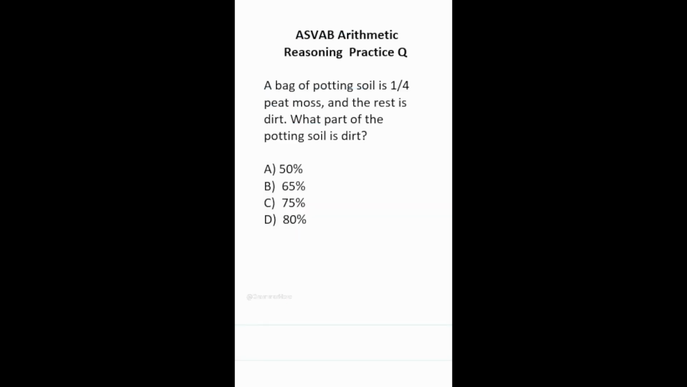Solve this arithmetic reasoning practice test question for the ASVAB and PiCAT. It says a bag of potting soil is 1/4 peat moss and the rest is dirt. What part of the potting soil is dirt? So for this one, again, we have one bag of potting soil. We know that a quarter of it is peat moss. So if we subtract 1/4 from 1, we'll know what part of it is dirt. Again, I'm not going to work this out. You should be able to do this one mentally.